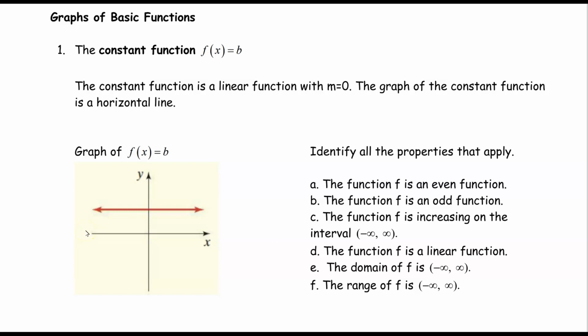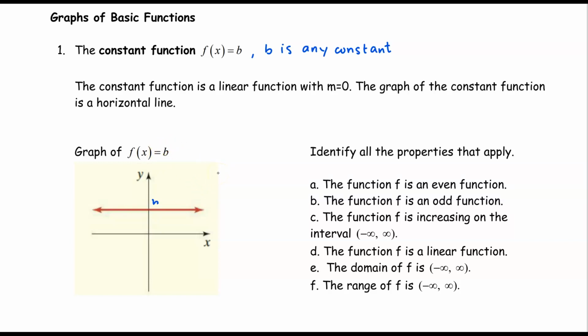In this lesson, we will go over the graphs of basic functions. To start, we will consider the constant function of the form f of x equal to b, where b here is any constant. Now, the constant function is just a linear function with slope equal to 0. So its graph would look like this for any constant b.